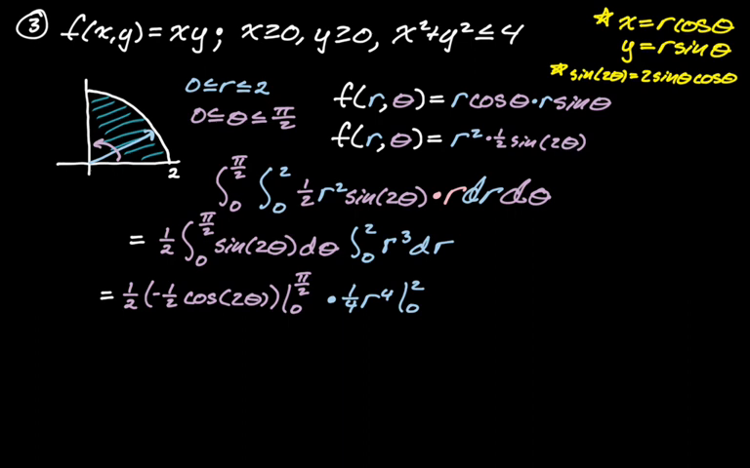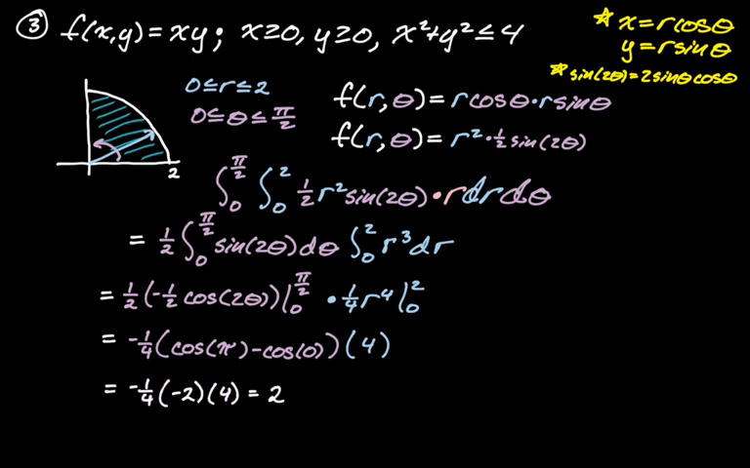Now we just have to plug in. So we're going to plug in pi over 2 and 0 for our first integral, which gives us negative 1/4 quantity cosine of pi minus cosine of 0. Cosine of pi is negative 1. Cosine of 0 is 1. And then 1/4, you get 2 to the 4th, which is 16 minus 0. So 1/4 of 16 is just 4. Negative 1/4 and 4 is going to give us negative 1. And then cosine of pi is negative 1 minus cosine of 0 is 1. So negative 2. You have negative 2 times negative 1.